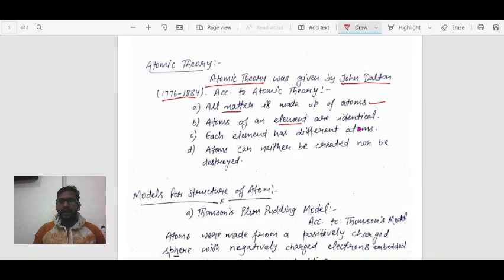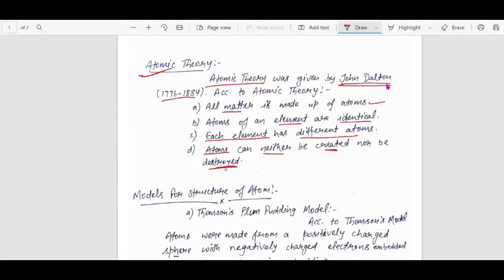Atoms of an element are identical. For example, if you have this pen, all the atoms of this pen are the same or identical, and each element has different atoms. If you have two pens, and one is white in color, we can say that both pens have different atoms. And that's the property of atoms, that an atom can neither be created nor destroyed. So those are the points according to atomic theory, which was proposed by John Dalton.